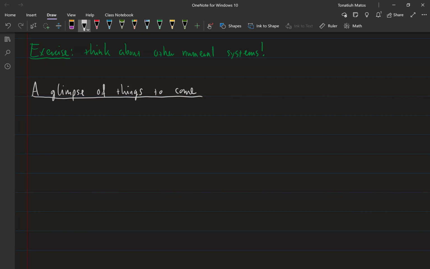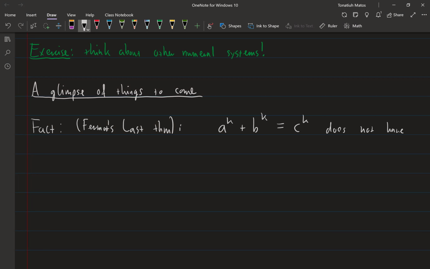So there's something called Fermat's last theorem. I don't want to write this as a theorem though, so conjecture, maybe fact. And this is called Fermat's last theorem. And it is the fact that this equation doesn't have integer solutions except the trivial ones. Does not have non-trivial solutions, non-trivial meaning non-zero, for k greater or equal to 3.